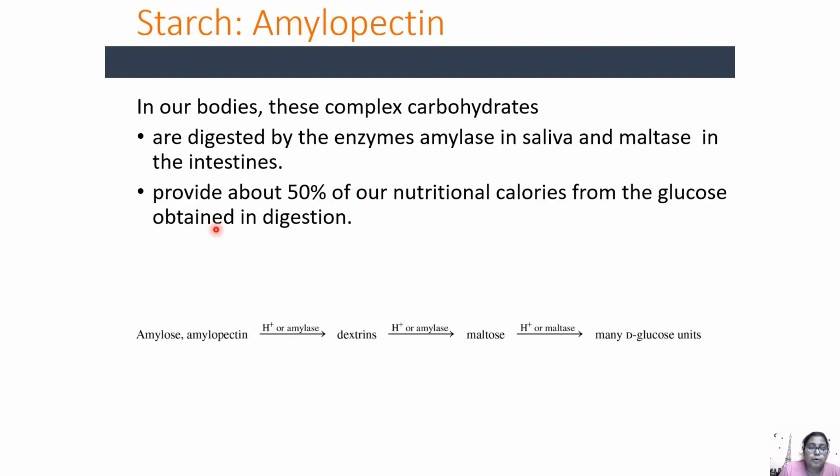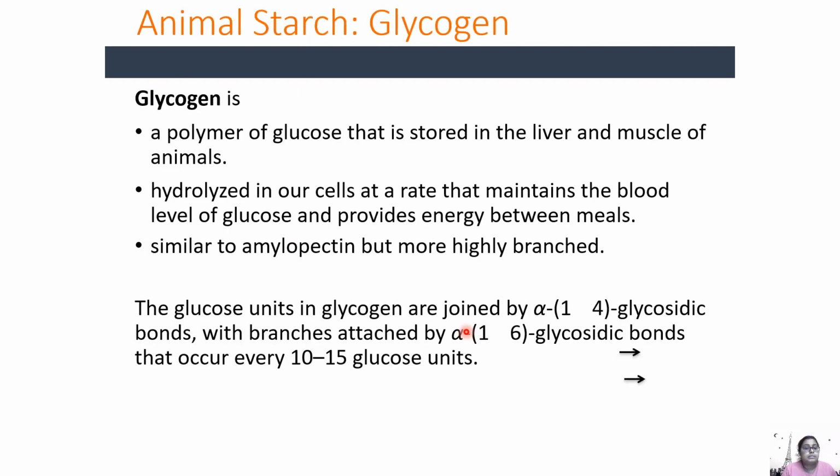In our bodies, these complex carbohydrates are digested by enzymes. There's an enzyme called amylase in our saliva and maltase in our intestines. These complex carbohydrates can provide about 50% of our nutritional calories from the glucose obtained in the digestion. Ultimately starch, amylose, and amylopectin will get degraded to dextrins and maltose and finally glucose. So they can also fulfill our nutritional requirements.